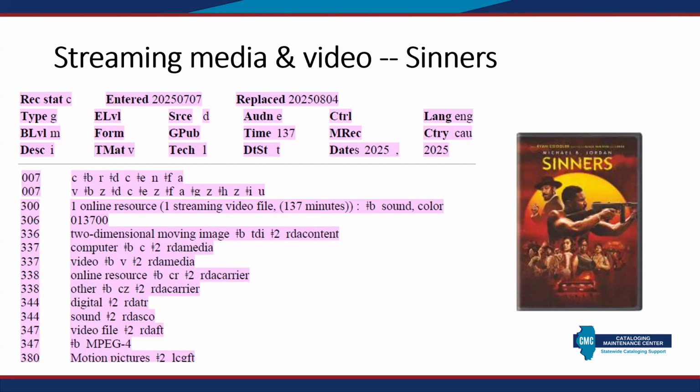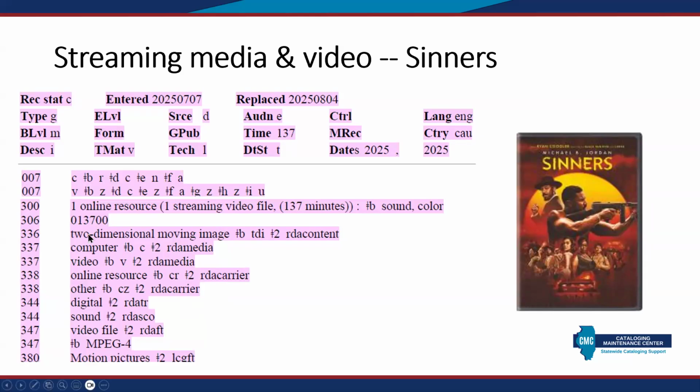Subfield H is the dimensions, which is also Z for other in our case. And finally, subfield L is U for unknown, as the configuration of playback channels is not mentioned. And so then we have our 3XX fields, one online resource, sound and color, and it's an hour and 37 minutes. I thought it was longer than an hour and 37 minutes.